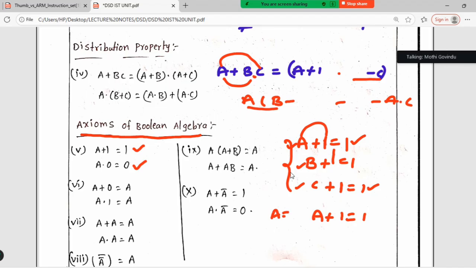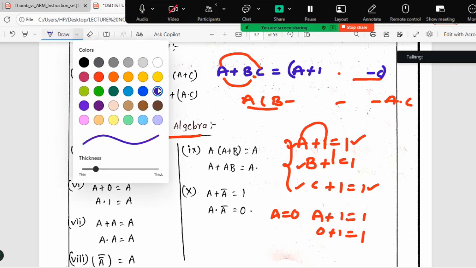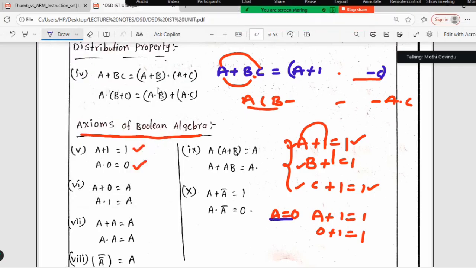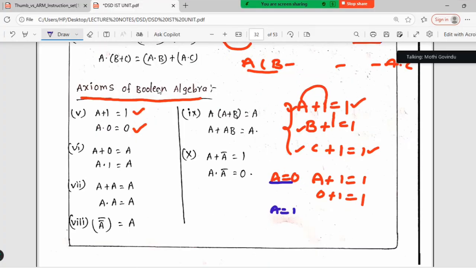Suppose take A equal to 0, substitute: 0 plus 1 equals 1. If you take A equal to 1, then 1 plus 1 is 1 only, because it is a logical operator. If both inputs are high, the output is high. 1 plus 1 equals 1. What I mean to say is that if you add 1 to the variable A, which may be 0 or 1, the output is always 1.